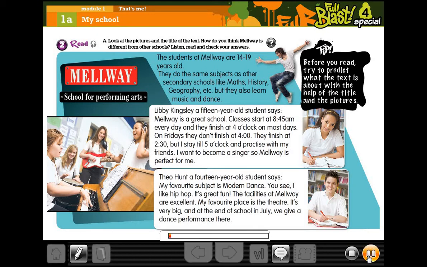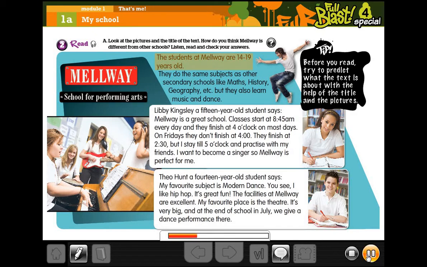Two. Read. A. Look at the pictures and the title of the text. How do you think Melway is different from other schools? Listen, read, and check your answers. Melway. School for Performing Arts. Please highlight this word, performing arts. What does performing arts mean? Such as, for example, dancing, playing music, singing, etc.